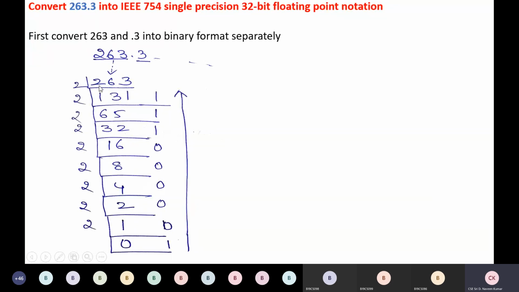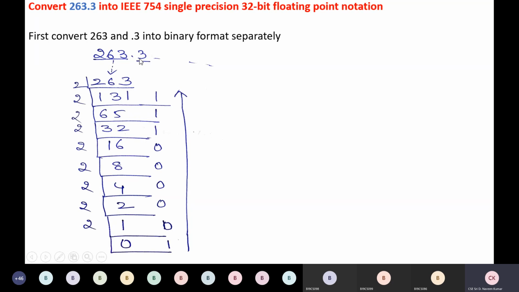So divide 263 by 2, we get 131. 2 into 131 is 262, and the remainder I write here, and so on. We continue until we get 0, and you already know this method. We write all the remainders from bottom to top. So the binary format of 263 becomes 1 0 0 0 0 0 1 1 1. This is the binary format for 263.